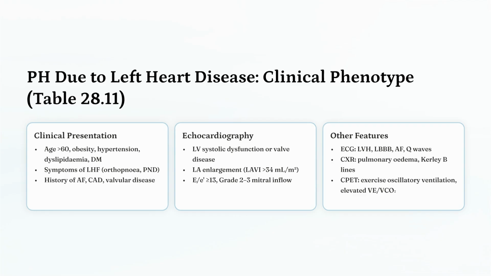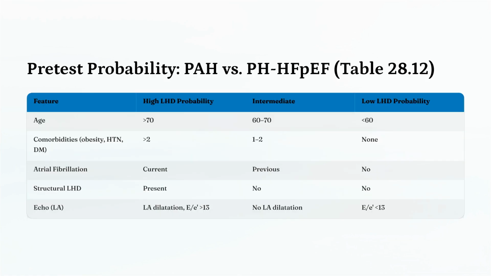When PH is due to left heart disease, clinical phenotypes are key. Look for patients over 60 with comorbidities like hypertension, diabetes, or obesity. Echocardiographic findings, such as LA enlargement and specific mitral inflow patterns, provide further supporting evidence. This probability table helps distinguish between PAH and PH associated with left heart disease.